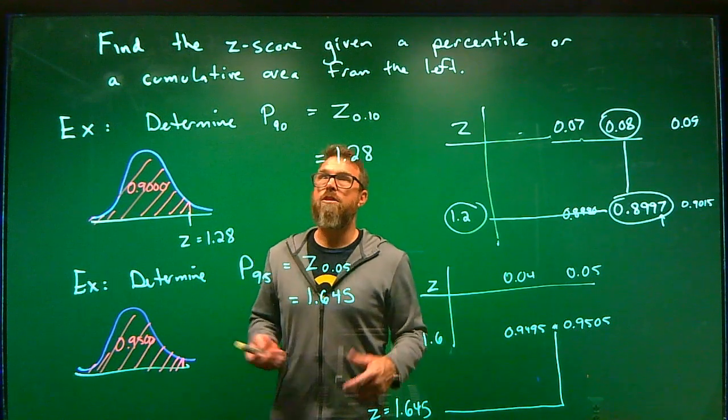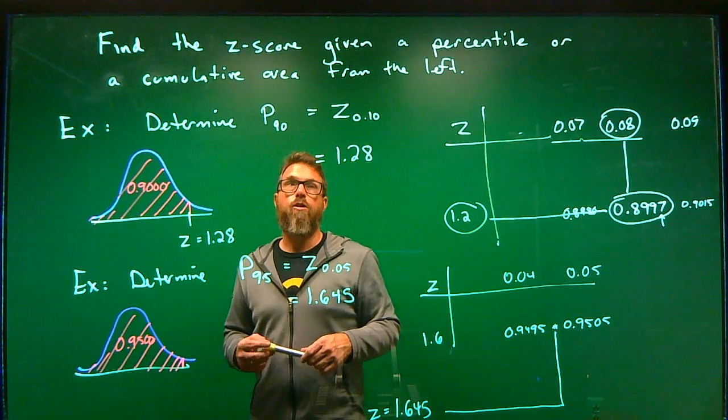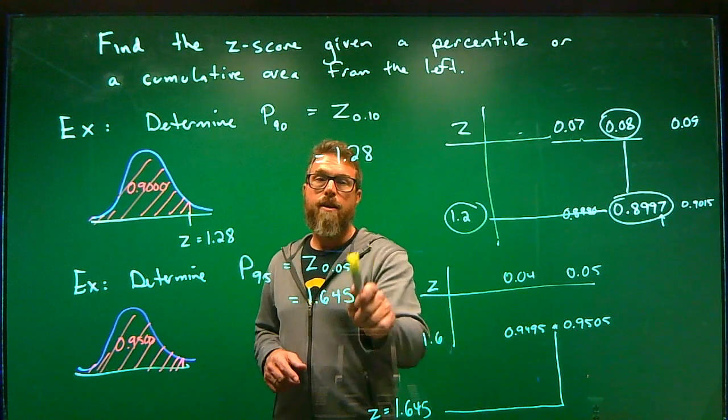So that concludes this video, finding a z-score from a percentile or a cumulative area from the left, or even an area from the right, when it's given in this form.